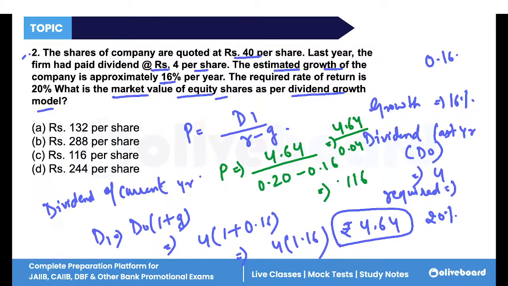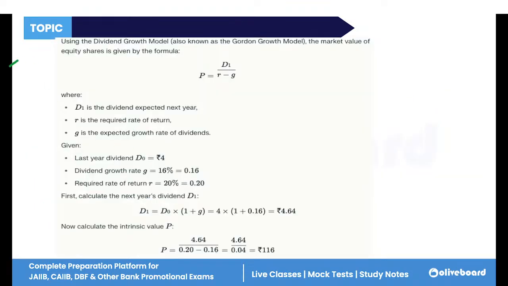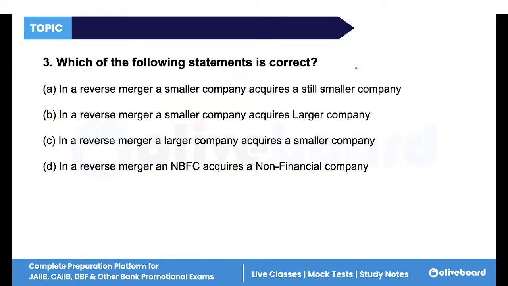So, what is the market value of equity shares? That is rupees 116 per share. All right. So, this is how you have to calculate using the dividend model. Any doubt in understanding this? Option C. How did option C come? Correct. Sure. Now let's move. So this is the explanation I have provided to you. Later on you can download the PDF and go through it once.